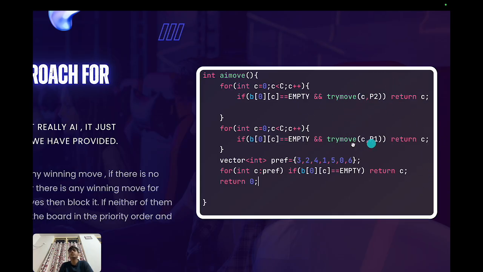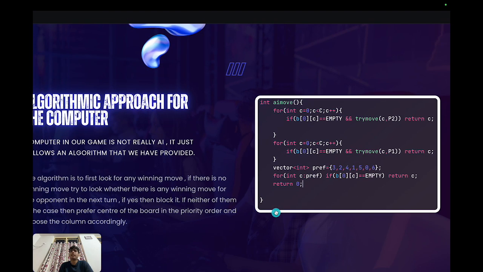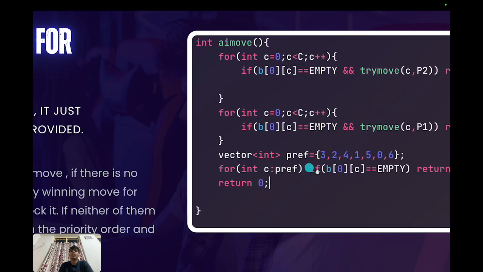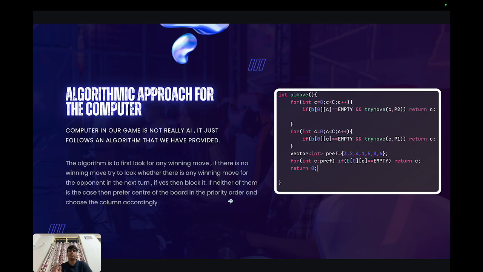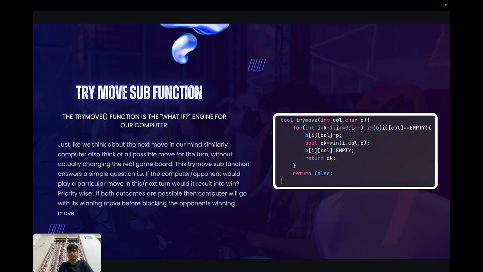So that is the first priority. If this does not return any c, we'll check this. If this also does not return any c, then we'll play the center preferred. If this is available, then we'll play in this column. If not available, then 2, and then some other, and so on, from most priority to least priority, right? So this is the algorithmic approach for the computer to play. I hope you have understood what our computer is going to do and how it leads to that algorithmic approach to the problem, right?